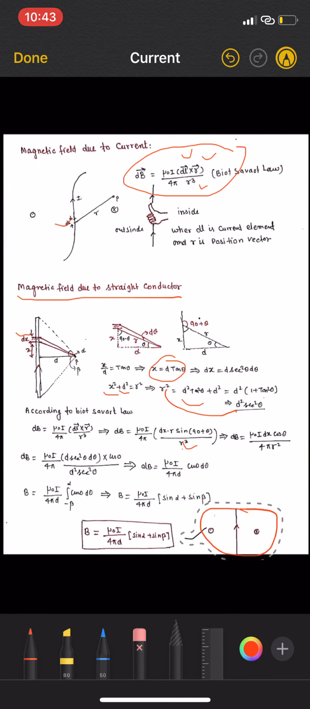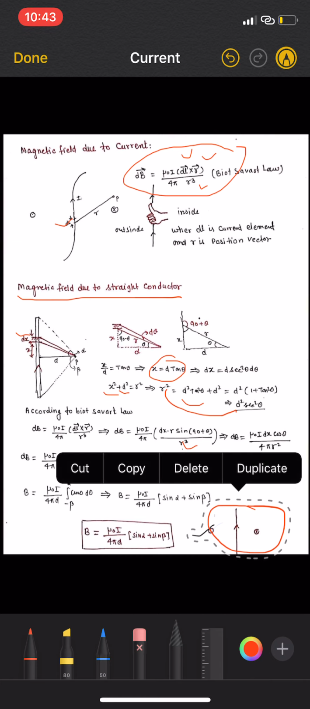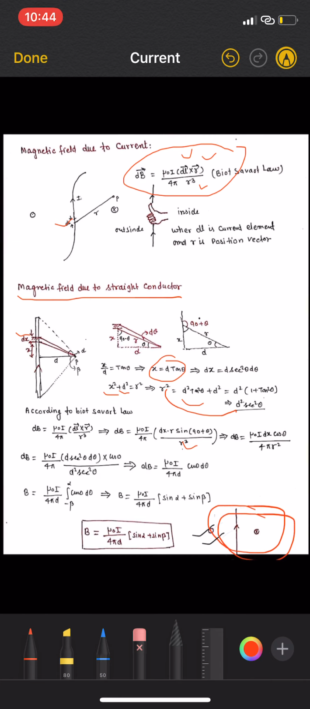So if you see, this wire's current direction is up. If you hold your thumb like this, then on the right side the direction will be into the plane, and here it will be outside of the plane. Here it will be into this plane and here it will be outside of this plane.